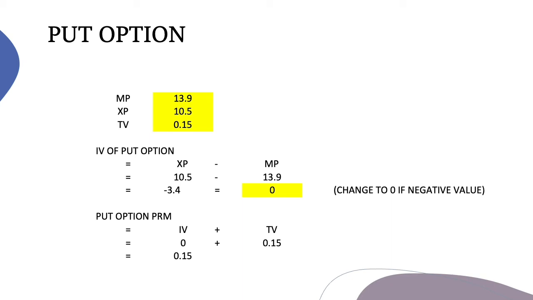Then you plug the intrinsic value into the formula of put option premium. So intrinsic value of put option is equal to 0 plus time value of the put option, 0.15. So the put option premium is 0.15.